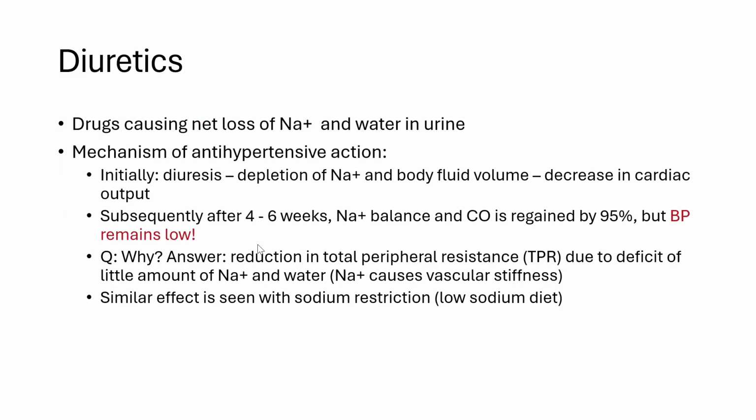Diuretics cause net loss of water in urine, which leads to initial diuresis, depletion of sodium and body fluid volume, and decrease in the cardiac output. Subsequently, after 4 to 6 weeks, sodium balance and cardiac output are regained by 95%, but BP remains low. Okay, these are the mechanistic approach or pharmacological actions of the diuretics.